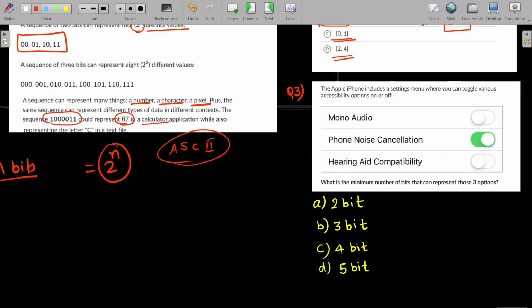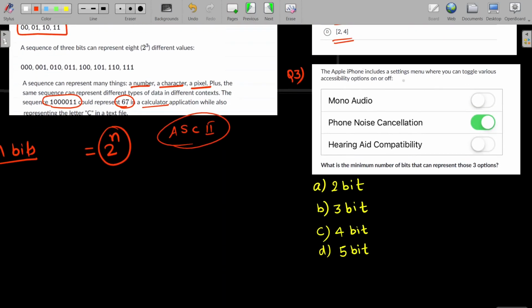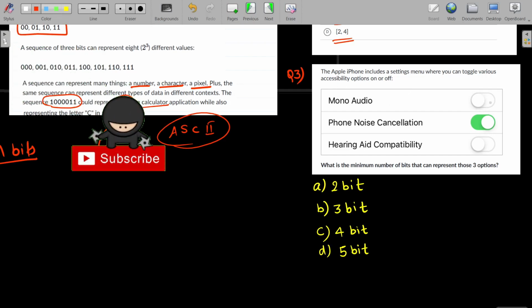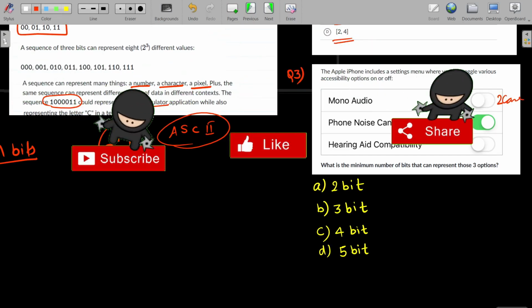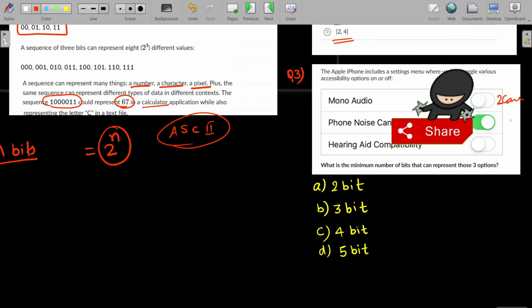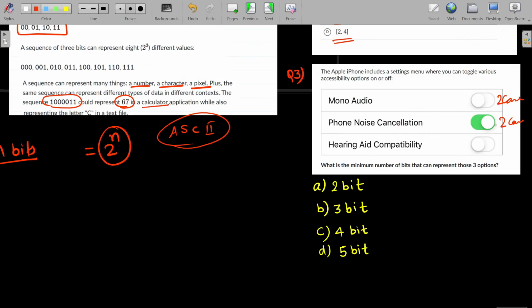Let us see the third one. The Apple iPhone includes a settings menu where you can toggle various accessibility options on or off. Mono audio, you can turn it on or off. Two cases here. Similarly, phone noise cancellation, two cases here, either on or off. And hearing aid compatibility can also be turned on or off. So how many total situations do I have to handle? Two plus two plus two, it means six cases.